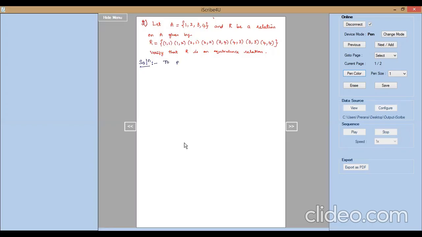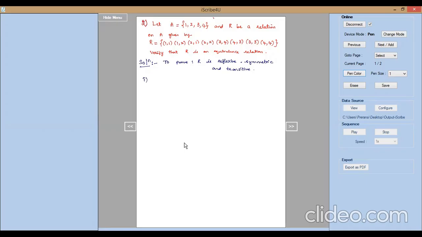To prove R is reflexive, symmetric, and transitive, we have to prove these three conditions are satisfied in order to say R is an equivalence relation. So let us prove one by one.